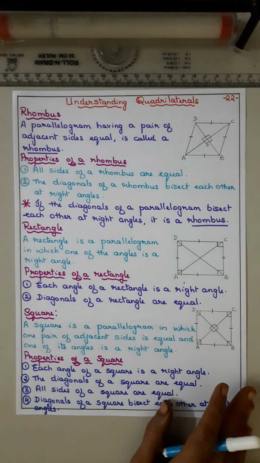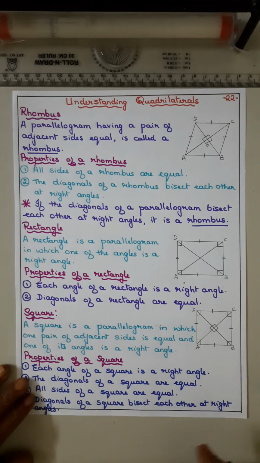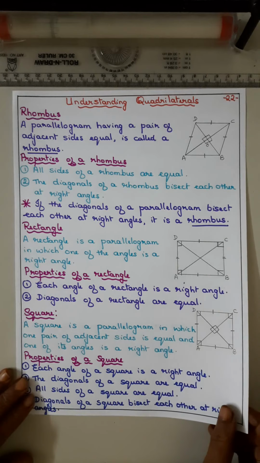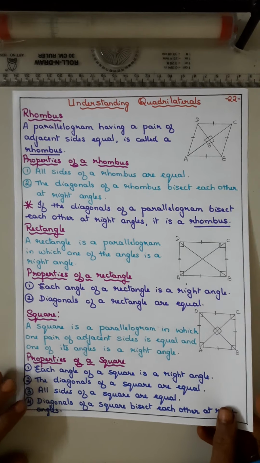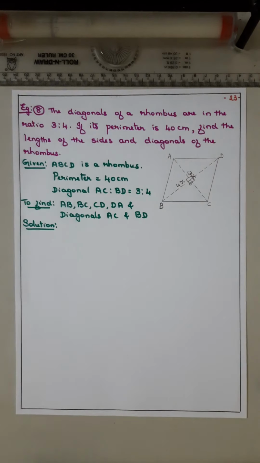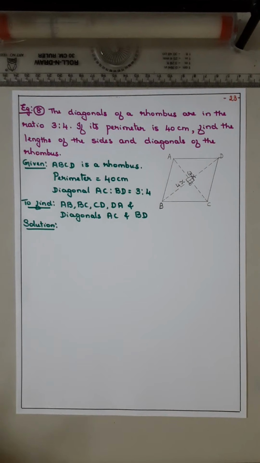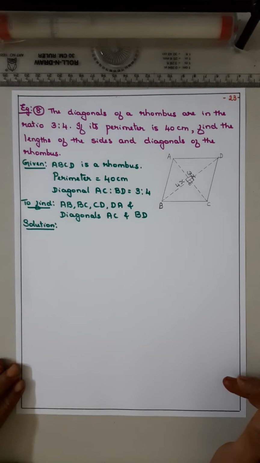So we are discussing the sums regarding rhombus, rectangle and the square. Now coming to example 8. The diagonals of a rhombus are in the ratio 3:4. If the perimeter is 40 centimeters, find the lengths of the sides and the diagonals of the rhombus.